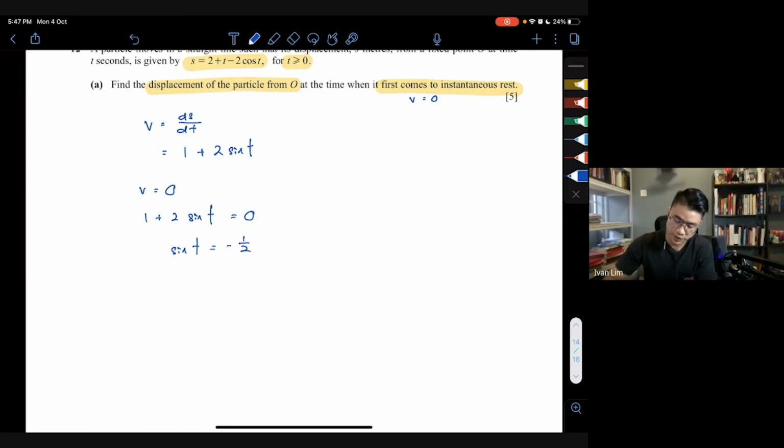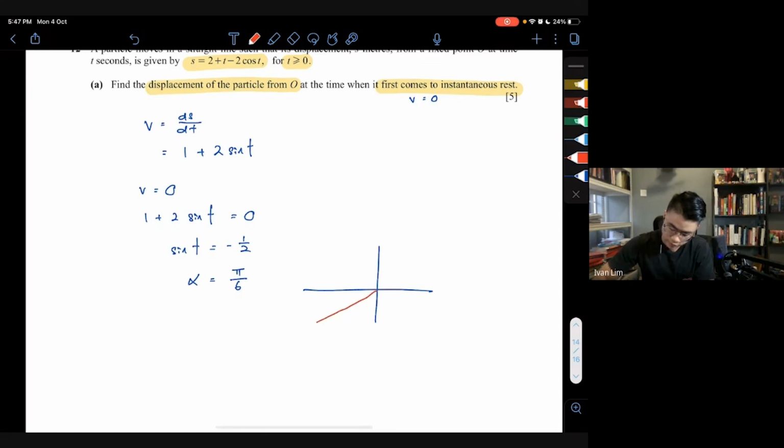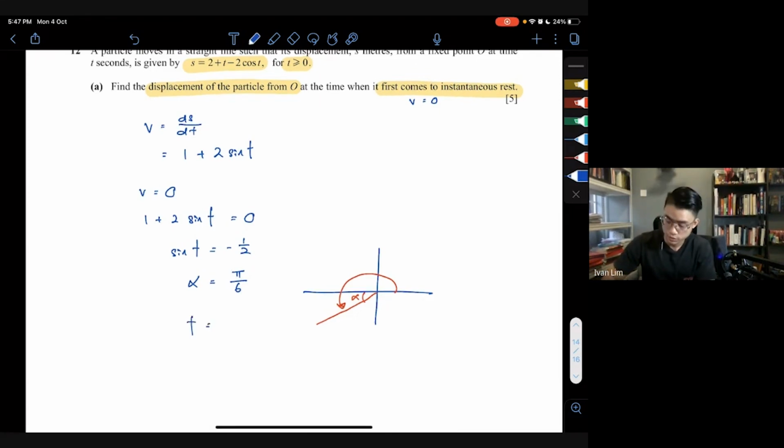Okay, then this one be extra careful. You all have to use your ASTC to solve. Half, alpha equals pi over 6. Draw your ASTC. Negative. That's the first time it comes to rest. So we want to find for this angle here. And your t will be 7 over 6 pi because pi plus pi over 6. So 7 over 6 pi.